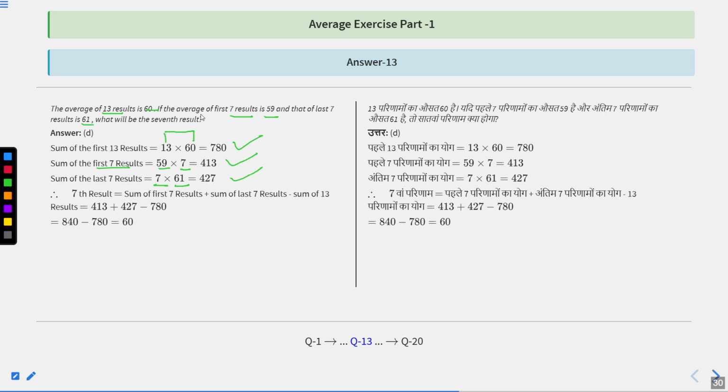Clear? So what will be the 7th number? Because there are 13 numbers in total, and the sums of the first 7 and last 7 we can calculate.